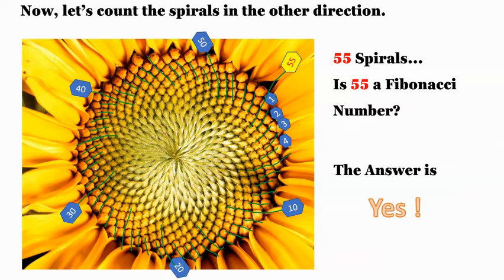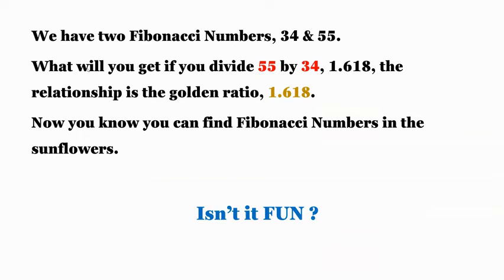Now let's count the spirals in the other direction. 1, 2, 3, 4, 10, 20, 30, 40, 50, 55. 55 spirals. Is 55 a Fibonacci number? The answer is yes, it is. We have two Fibonacci numbers, 34 and 55. What will you get if you divide 55 by 34? 1.618. The relationship is the golden ratio, 1.618.